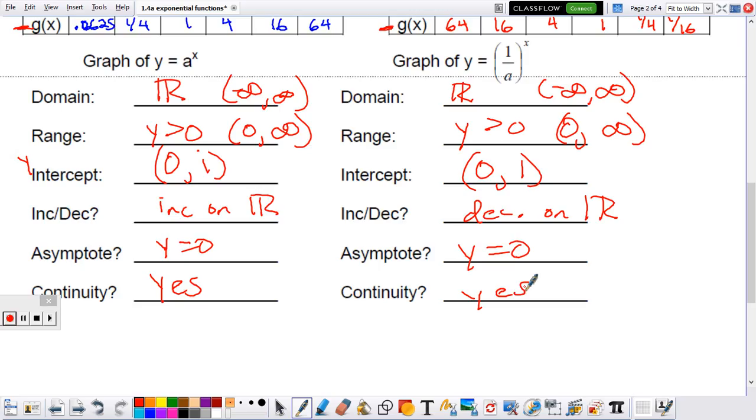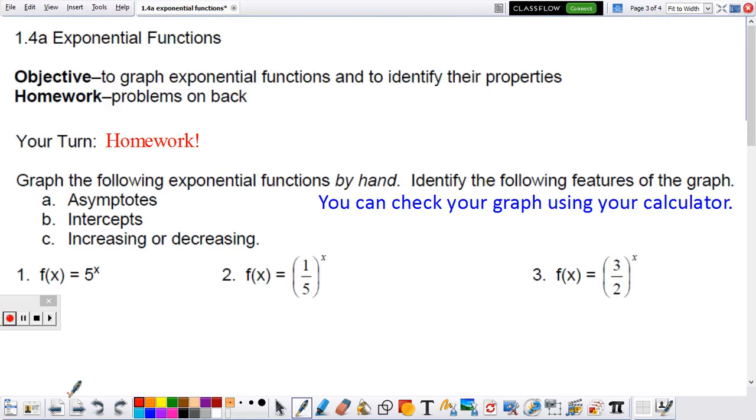So, now what I would like you to do is turn the page and work on the back. You can do these by hand. And then I want you to check the features with your calculator. And pause the video because I'm going to reveal the answers.